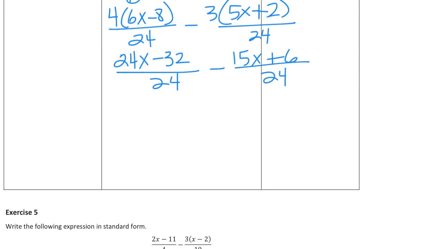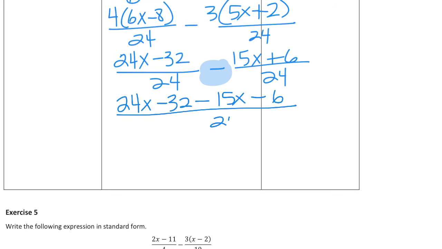All right, now I'm going to combine everything across the top, and when I do that, this subtraction changes everything after it to its opposite. So I end up with 24x minus 32 minus 15x minus 6, and all of that is over 24.